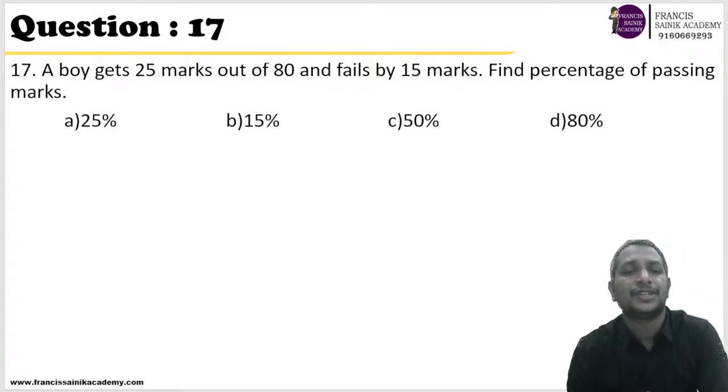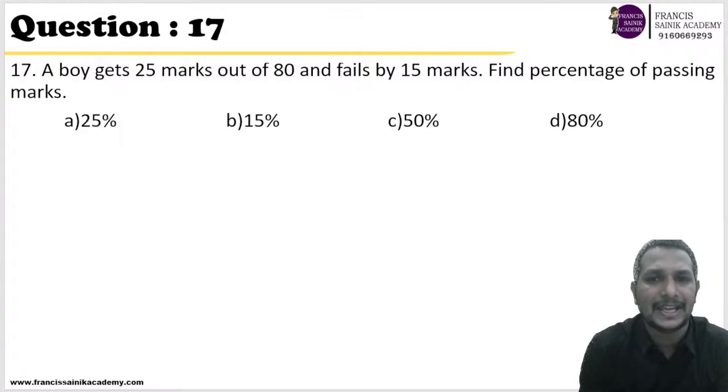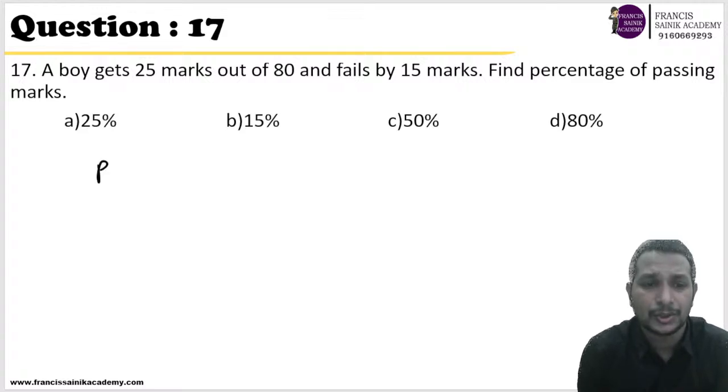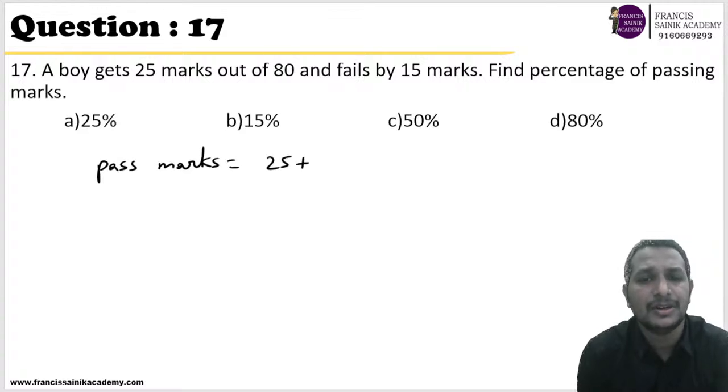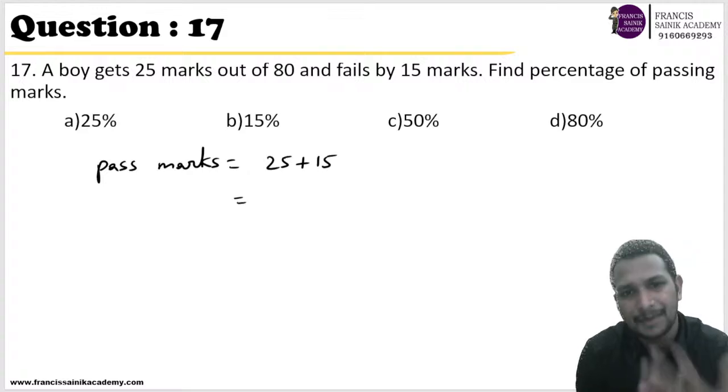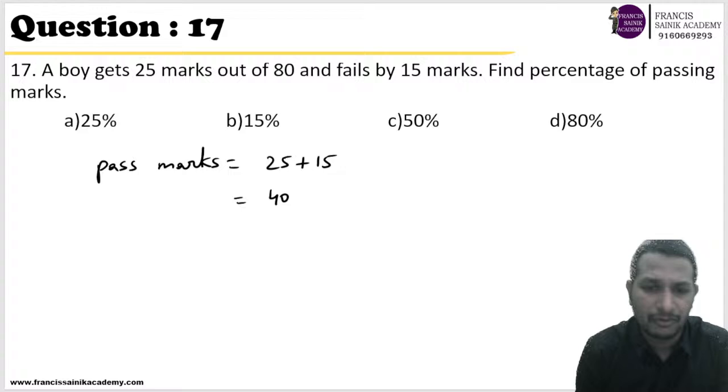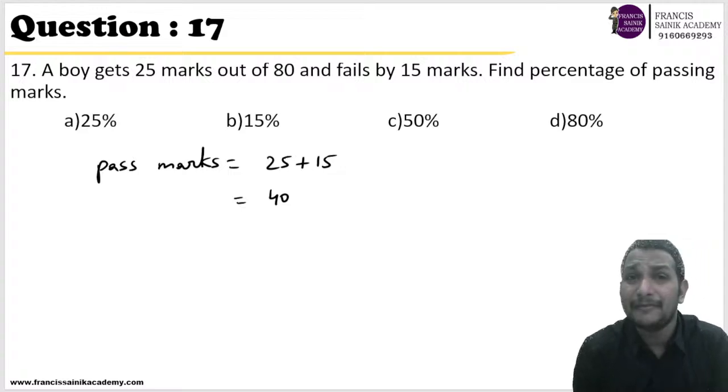A boy gets 25 marks out of 80 and fails by 15 marks. So the boy got only 25 marks out of 80. Failed by 15 marks means he needed 15 more marks to pass. Got only 25, so pass marks here is how much? 40. But the exam was conducted for 80 marks.